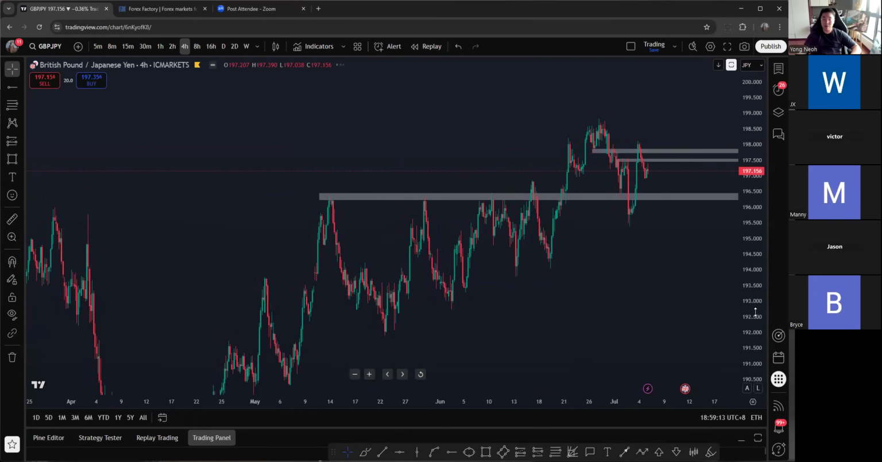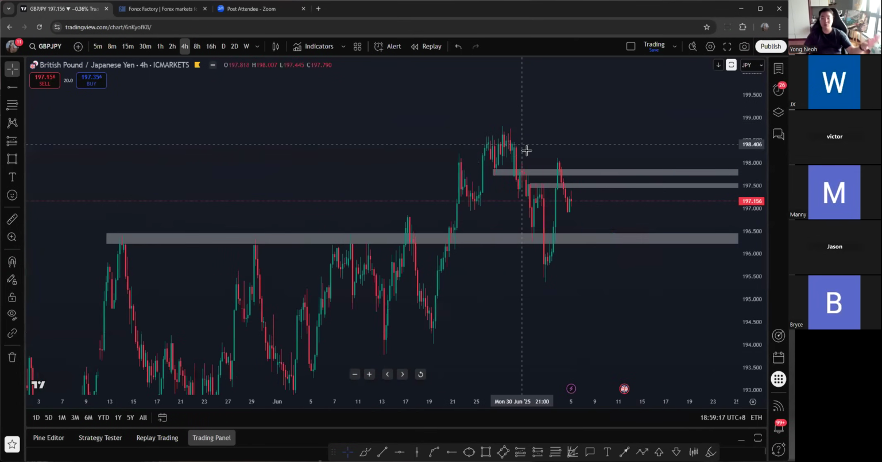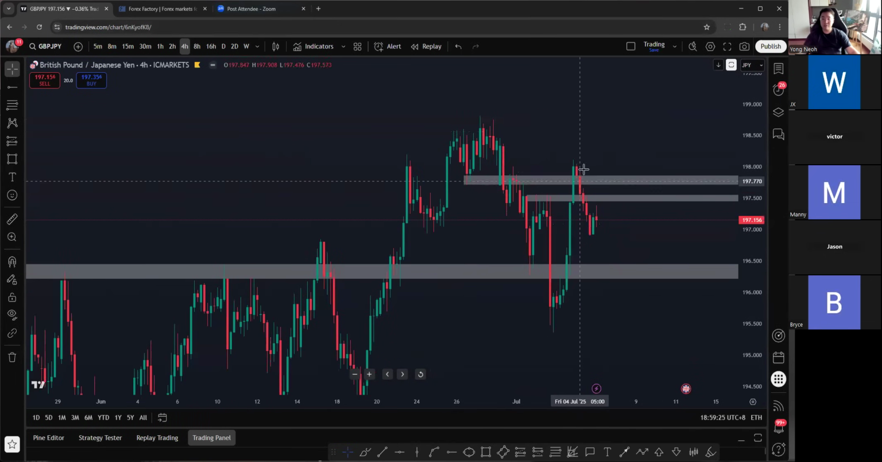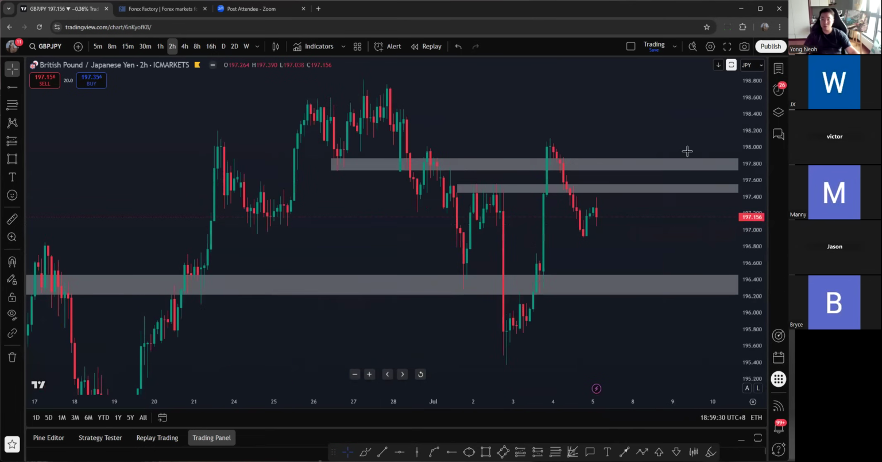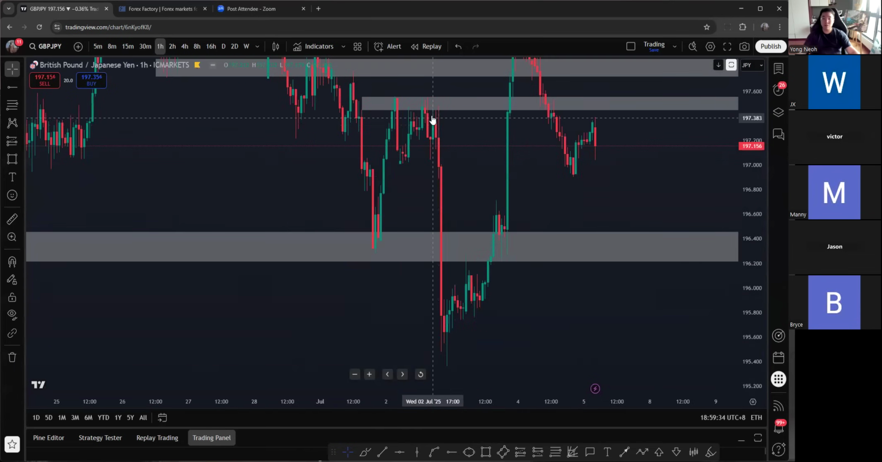So let's go into pound yen. So pound yen, we have various perspectives here. I took some shorts, but unfortunately I got trailed out very early. And then on Thursday, we had a revisit back into this 197.80 zone. If you look at the 2 hour, let's look at the 1 hour. So if you look at the 1 hour, we have a strong sell here on Wednesday, really aggressive.